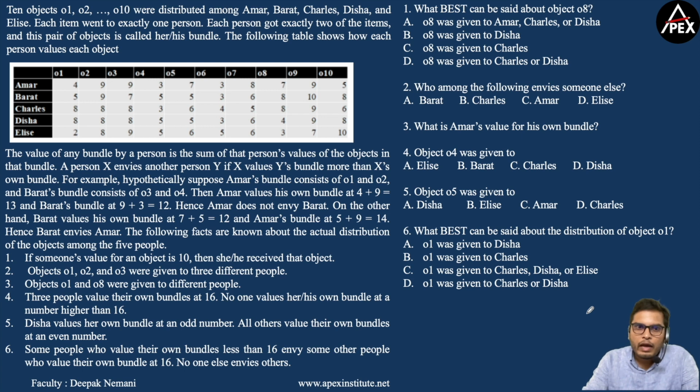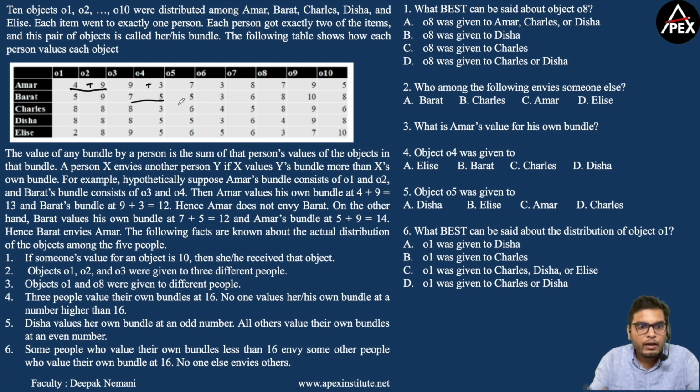For example, hypothetically suppose Amar's bundle consists of O1 and O2 and Bharat's bundle consists of O3 and O4. So this is Amar's bundle, this is Bharat's bundle. Now Amar values his own bundle at 4 plus 9 which is 13. So Amar's value of Bharat's bundle is 9 plus 3 which is 12. So Amar's value of his own bundle is more than Amar's value of Bharat's bundle. Hence Amar does not envy Bharat.